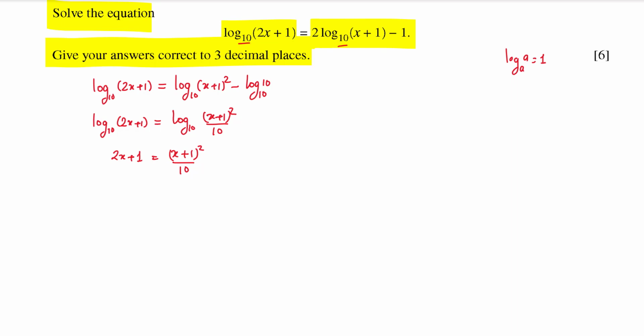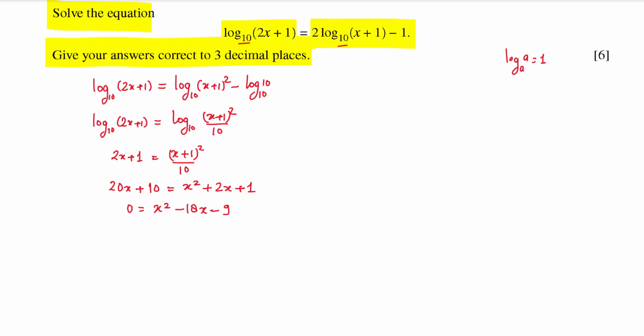I'm going to transfer this 10 to this side, so it is 20x plus 10 equals (x plus 1) whole square, which becomes x square plus 2x plus 1. Transferring to the other side, we are left with x square minus 18x plus 10 minus 10, so minus 9. We cannot factorize like this.